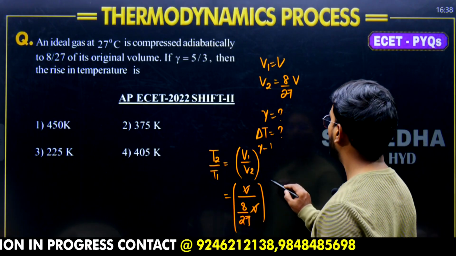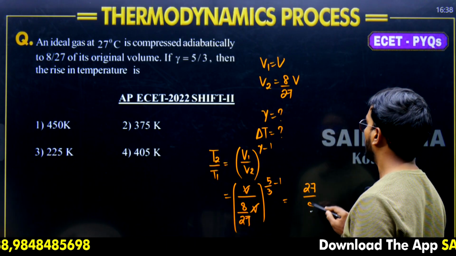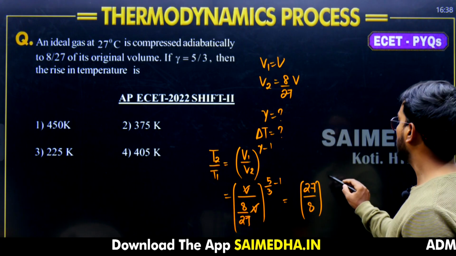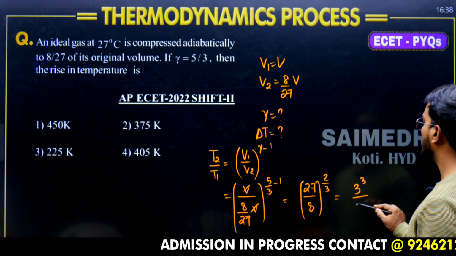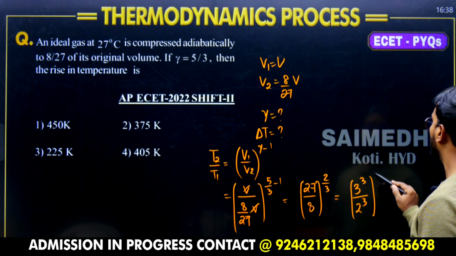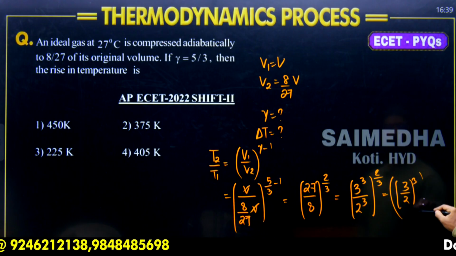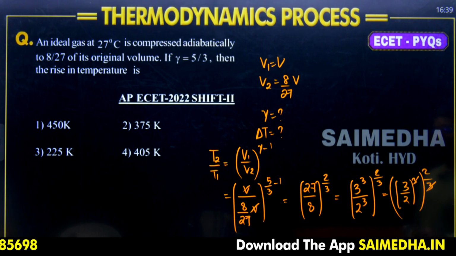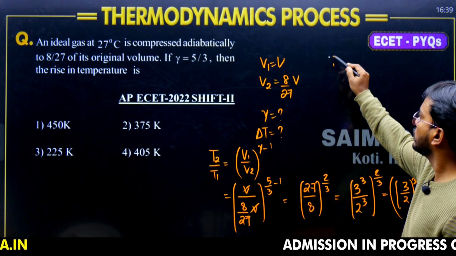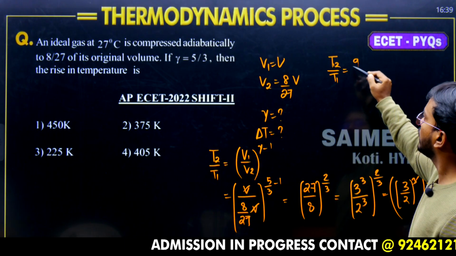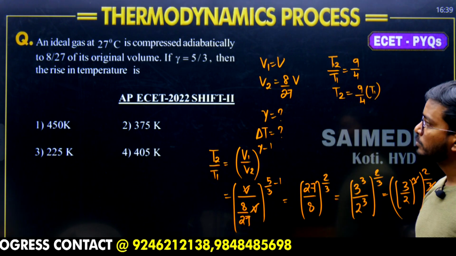The gamma value given in the question is 5 by 3, so this is 5 by 3 minus 1. What will it become now? 27 divided by 8 whole to the power of (5 minus 3) by 3, that is 2 by 3. Now we can write 3 3s are 9, 9 3s are 27, and 2 2s are 4, 4 2s are 8, whole to the power of 2 by 3. So this becomes (3 by 2) cube whole to the power of 2 by 3. The 3s get cancelled, giving 3 3s are 9, 2 2s are 4. So T2 by T1 is equal to 9 divided by 4. That means T2 is equal to 9 by 4 times T1.